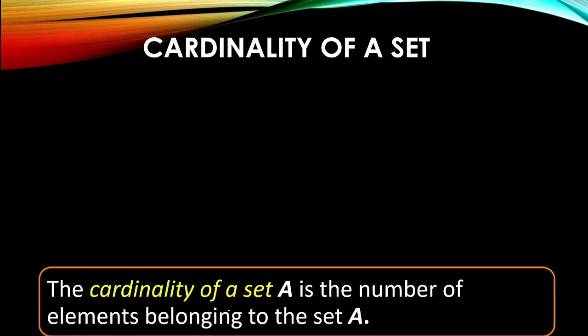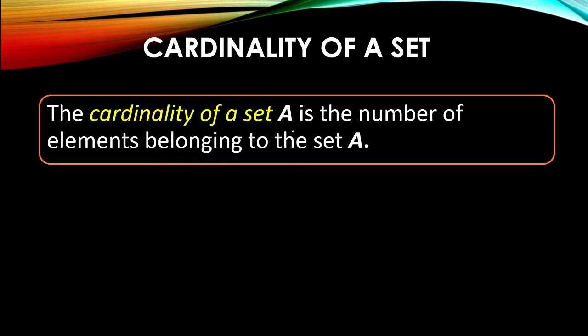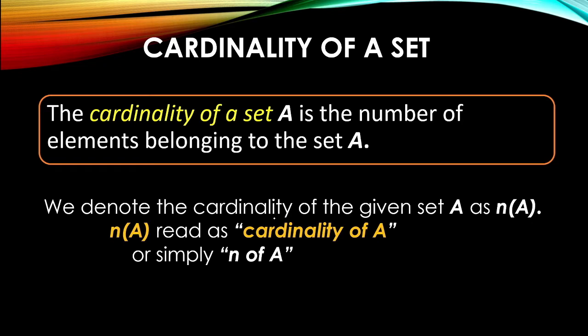Cardinality of a set. The cardinality of a set A is the number of elements belonging to the set A. We denote the cardinality of the given set A as n(A). So how do we read this one? n(A) is read as the cardinality of A, or simply n of A. So kapag binasa natin siya, basa dyan is cardinality of A or n of A.